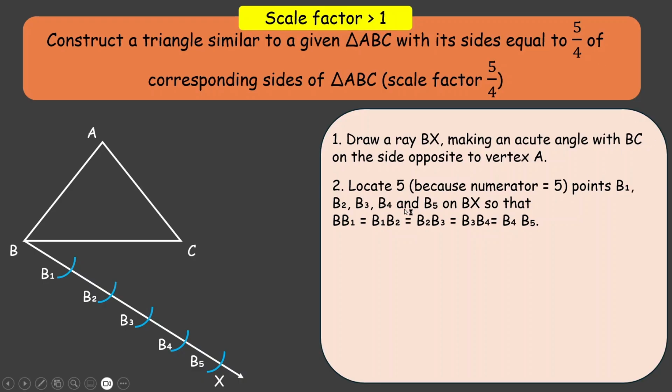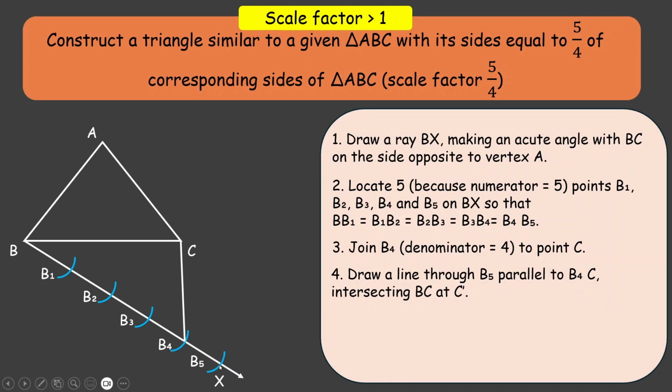Now comes the part which we have to make sure that we follow correctly. When the scale factor is greater than 1, we will join the number which is in the denominator. We'll join B4 to point C. Since the scale factor is greater than 1, the new triangle will be bigger. The sides will be bigger, right? So we connect this to C, and then through B5 we'll make a line parallel to B4C, which will intersect BC when it is extended at C dash.